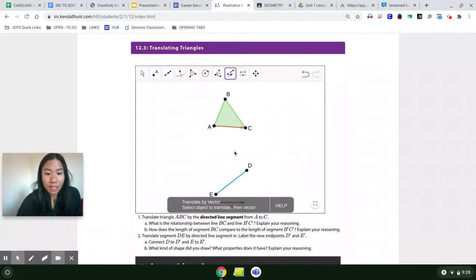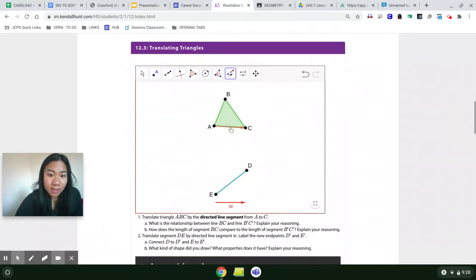So select translate, select object, and then vector. So let's select the triangle, and then let's select the vector. Now, I'll show you different ways that you can do this because I did a different way and I was like, oh, this part makes sense. So let's pretend I did not know to translate the triangle, but I wanted to do it piece by piece and create my own triangle.